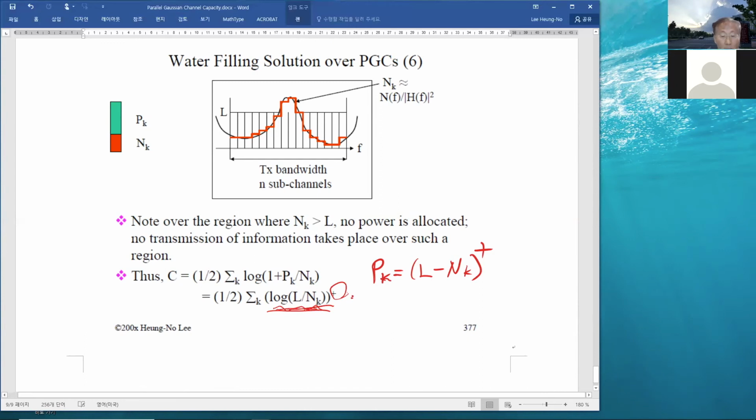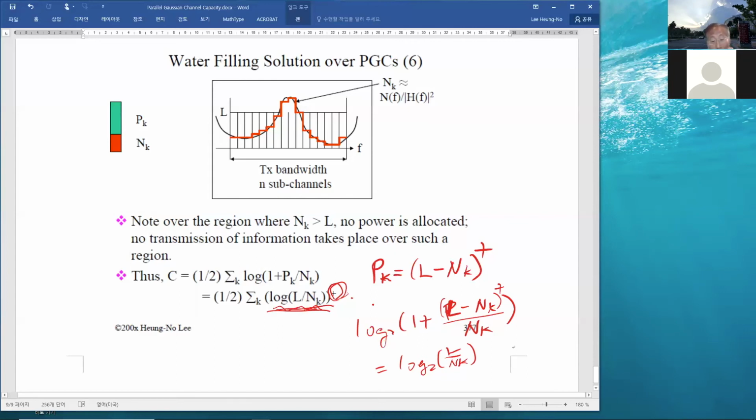When you apply this, then basically log 2 of 1 plus pK over NK, where pK is L minus NK, and we are applying this plus. When this is non-negative, then it is log 2 of L over NK, since the NK cancels. But when this one is negative, then we don't have power allocation, so this is 0, since log 2 of 1 is 0. So all we had to do is add this plus sign at the superscript.